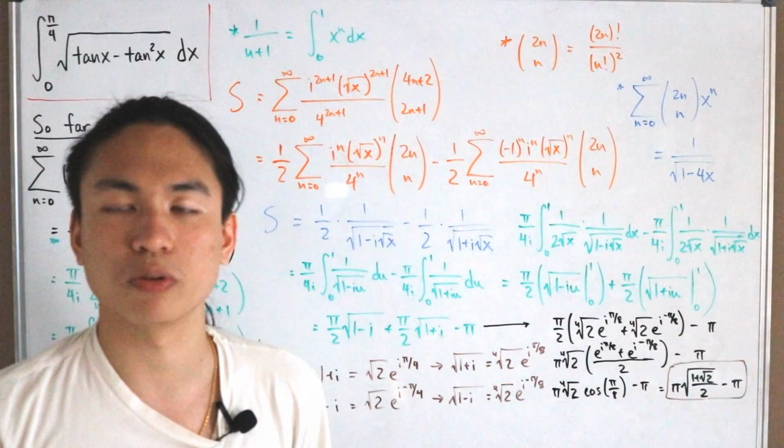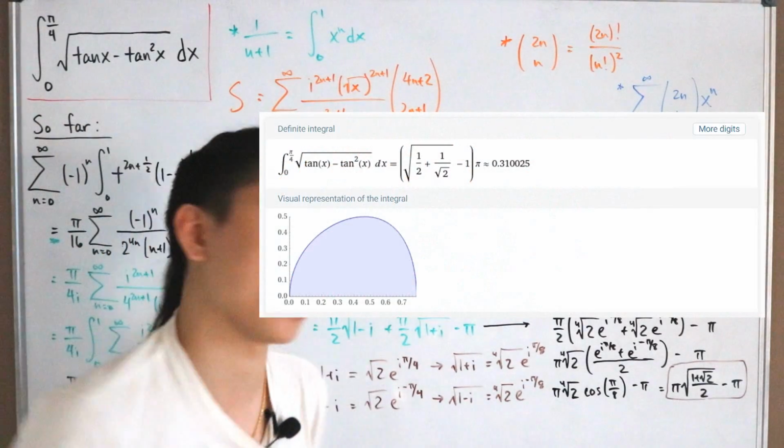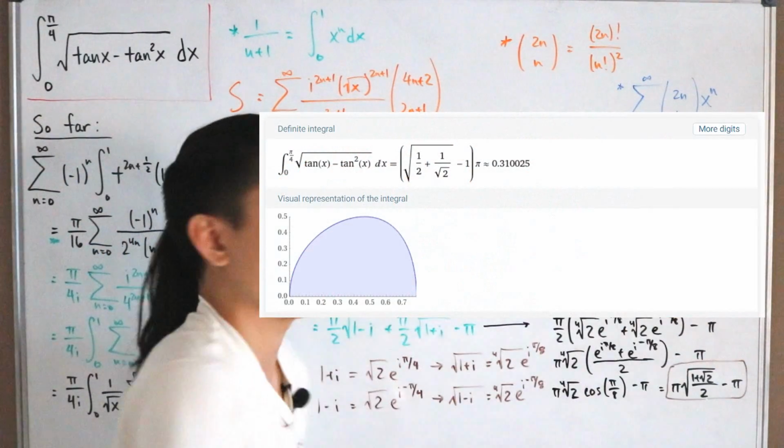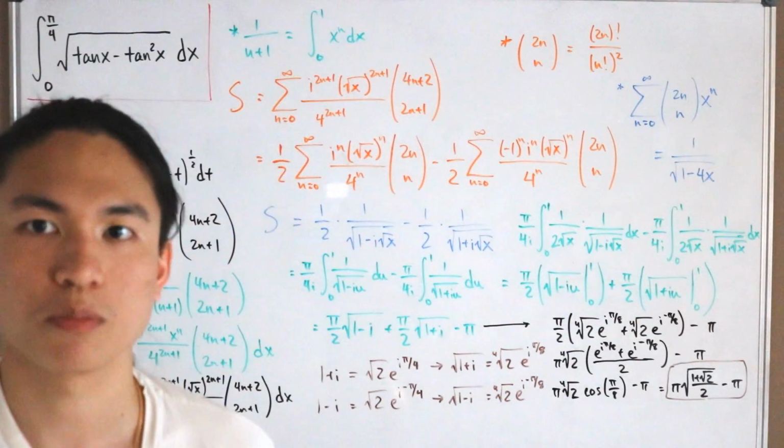As you can see, you can also plug this into Wolfram Alpha. It comes down to 0.310025. That is the number it approximates to. So there we have it. That's pretty cool if you ask me.